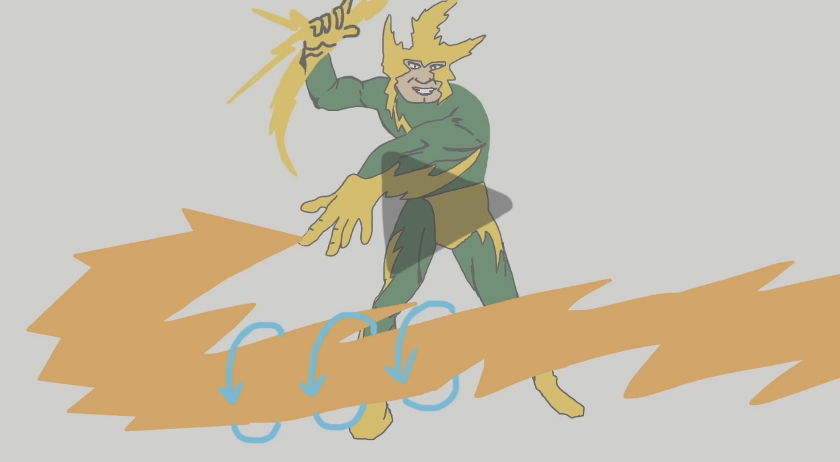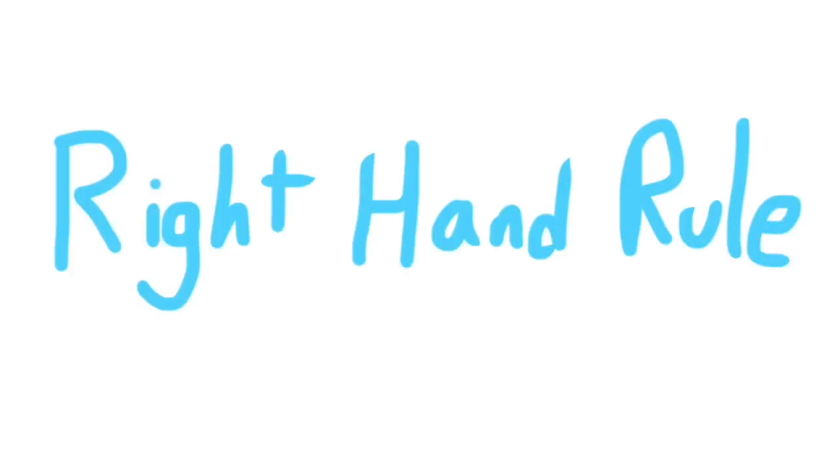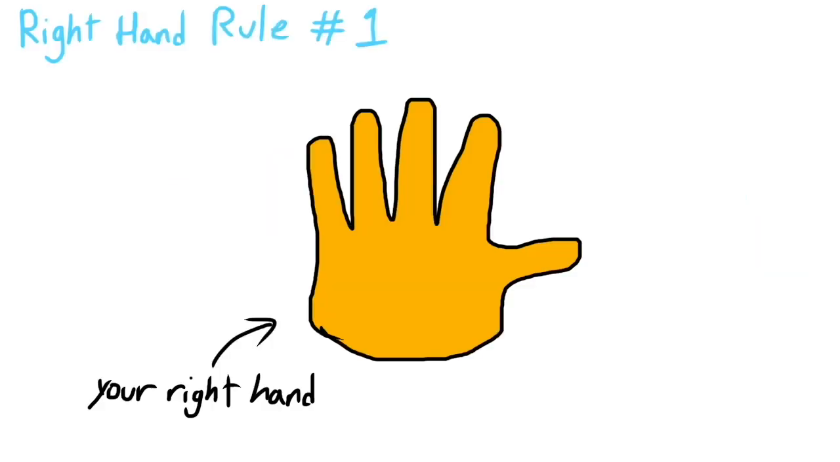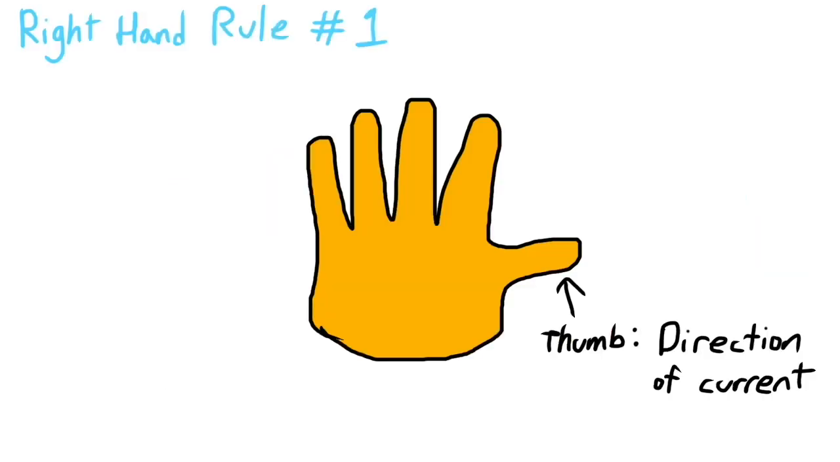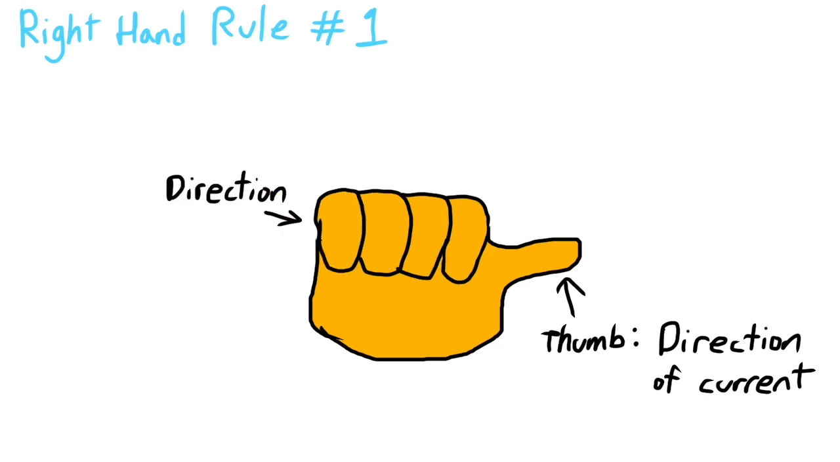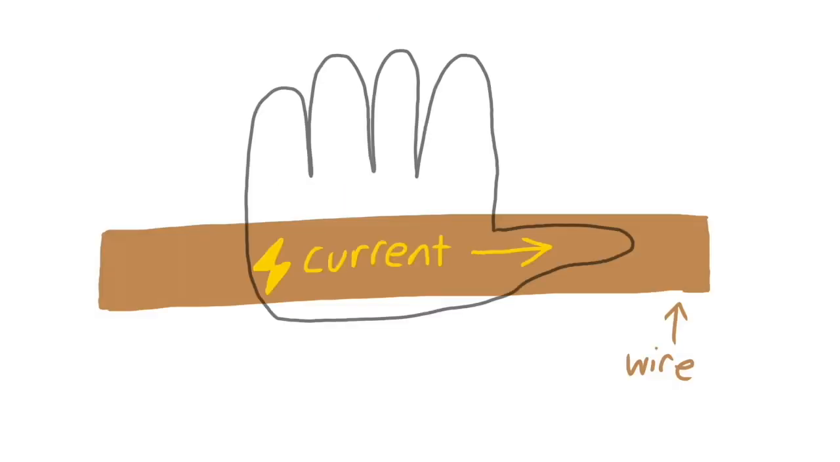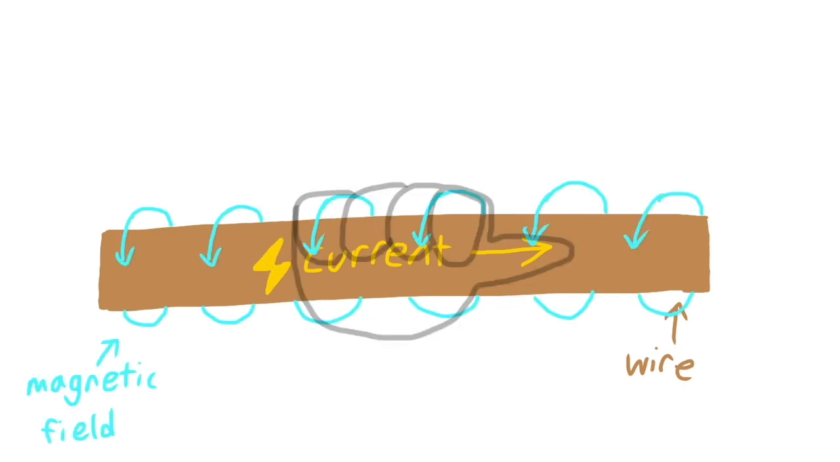Wait, how do we know the direction of the magnetic field? We can use the right hand rule. This is your right hand. Point your thumb in the direction of current. Curl your fingers, and that's the direction of the magnetic field. In this example, there's a wire with current going to the right, so point your thumb to the right. Curl your fingers, and that's the direction of the magnetic field.